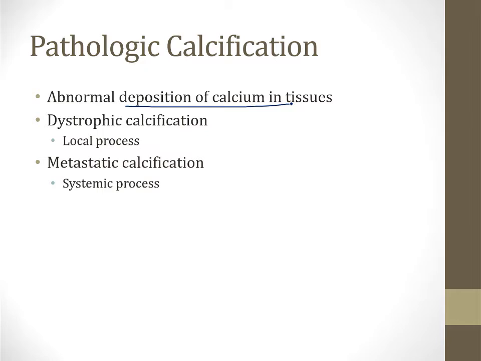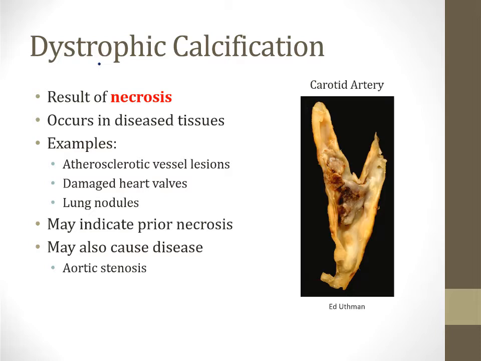This occurs in two flavors. One is called dystrophic calcification. This is a local process that affects isolated parts of the body. The second type of pathologic calcification is called metastatic calcification. This is a systemic process that affects diffuse parts of the body in multiple different tissue beds. We'll start by talking about dystrophic calcification.